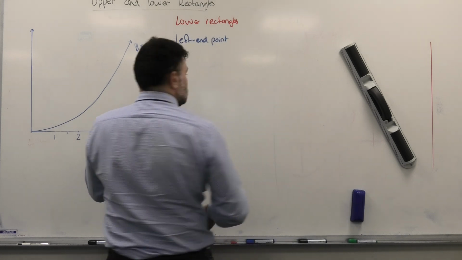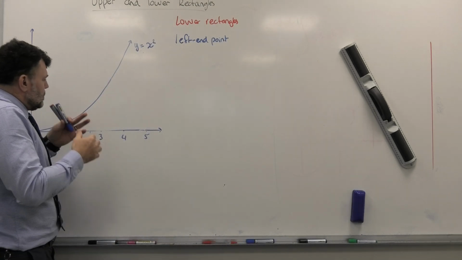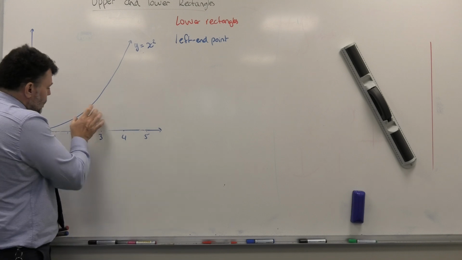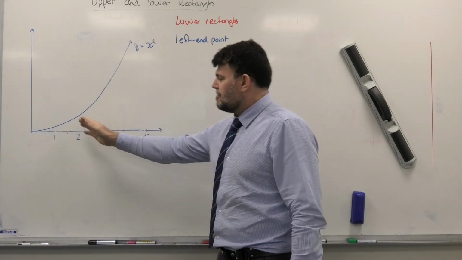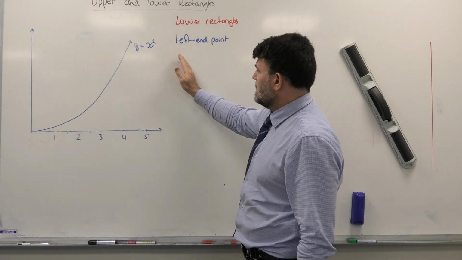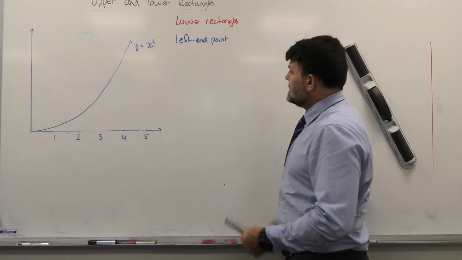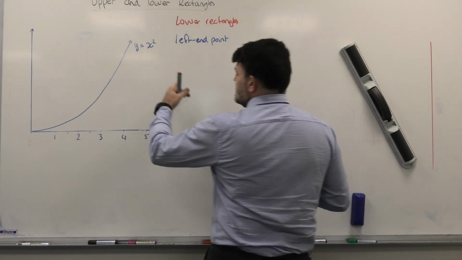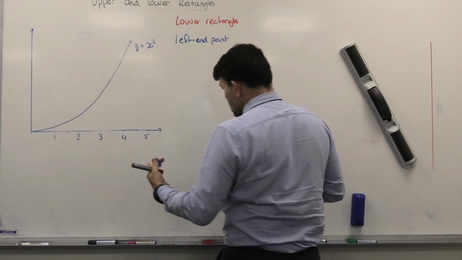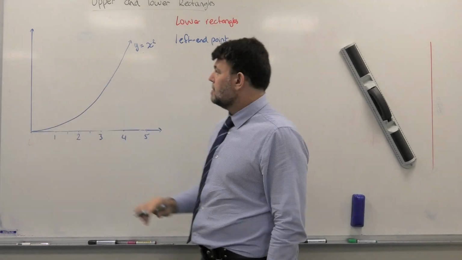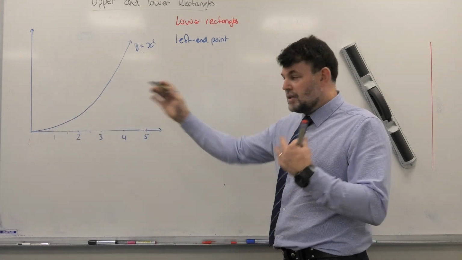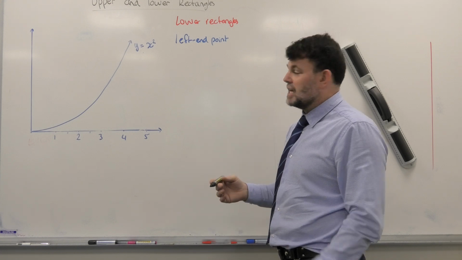That means when I start sketching the graph or the rectangles, my rectangle on the left hand side is going to be touching that graph. And when it's touching that graph, that's where the left end point meets. So what this is telling me is that when I start sketching my graph, if it's a left end point, I start from the left hand side. So let's do an example here with this graph, and then we'll look at a second graph.